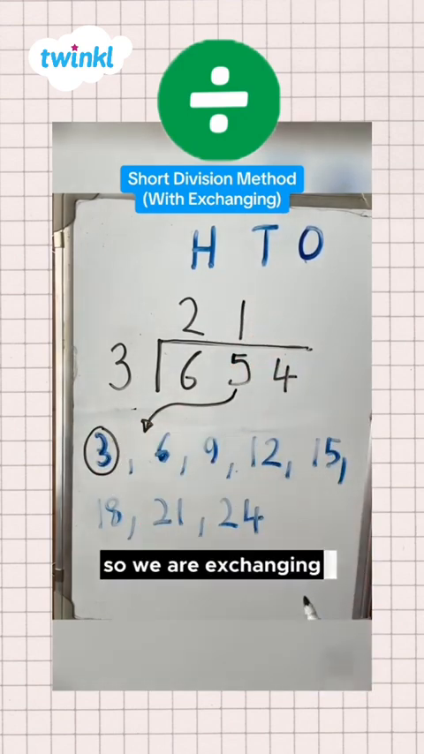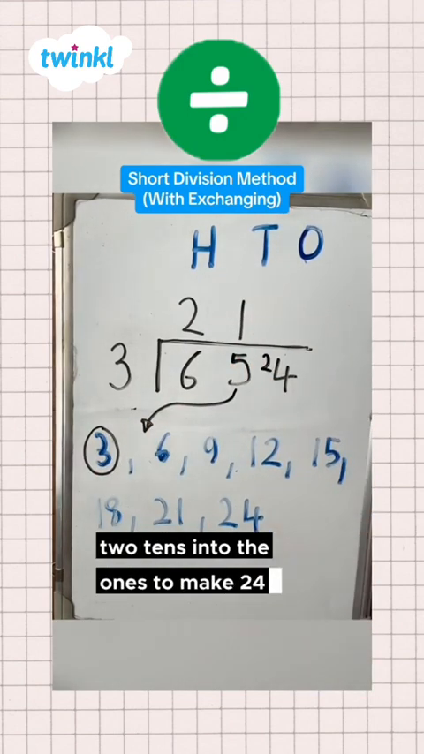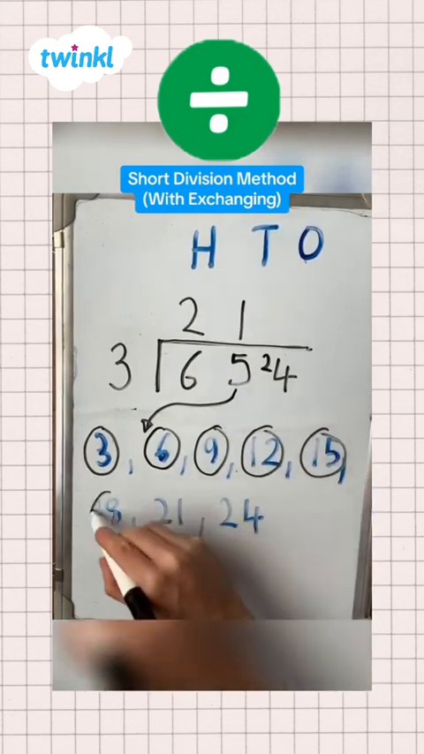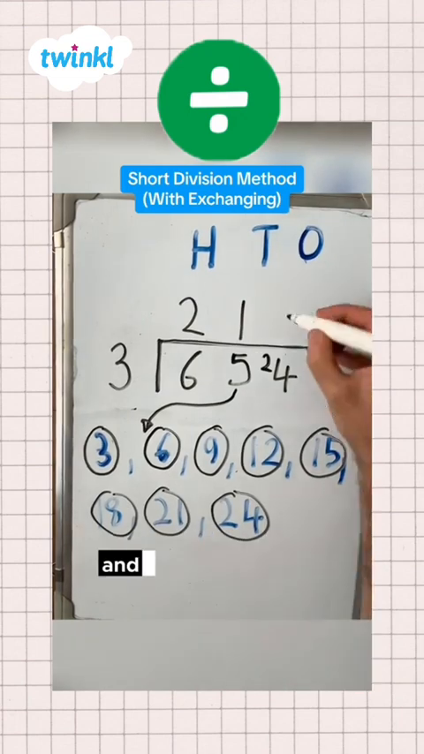So we are exchanging 2 tens into the ones to make 24 ones. Then we have 24 divided by 3. There are 8 groups of 3 and the answer is 280.